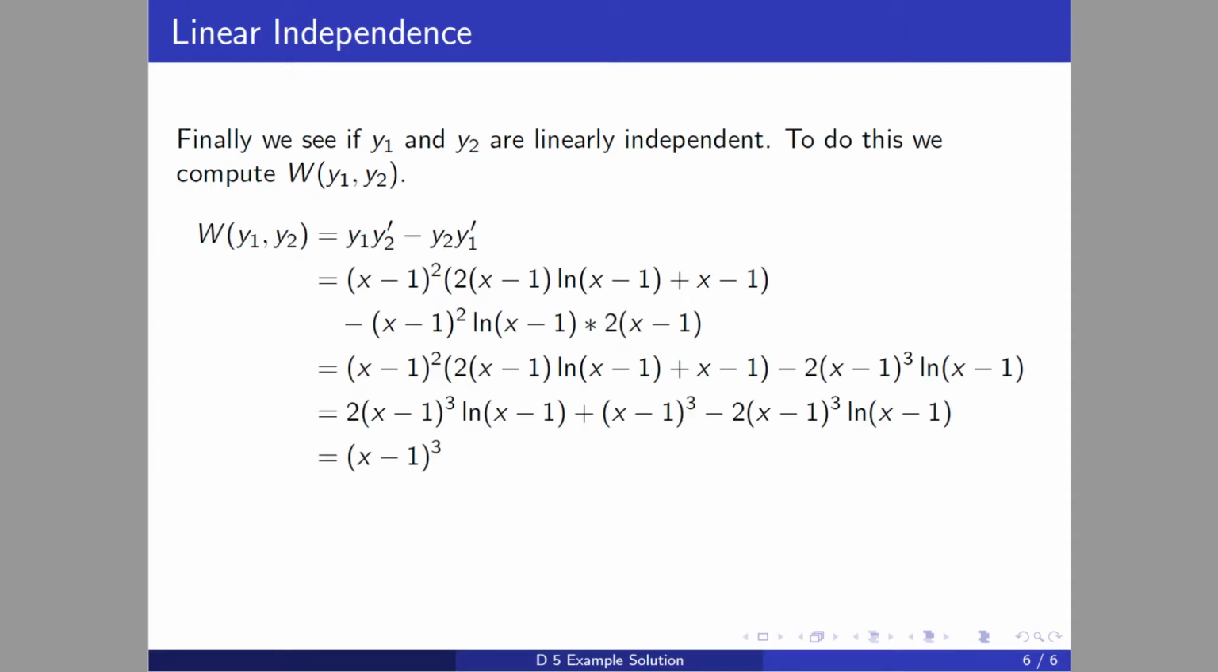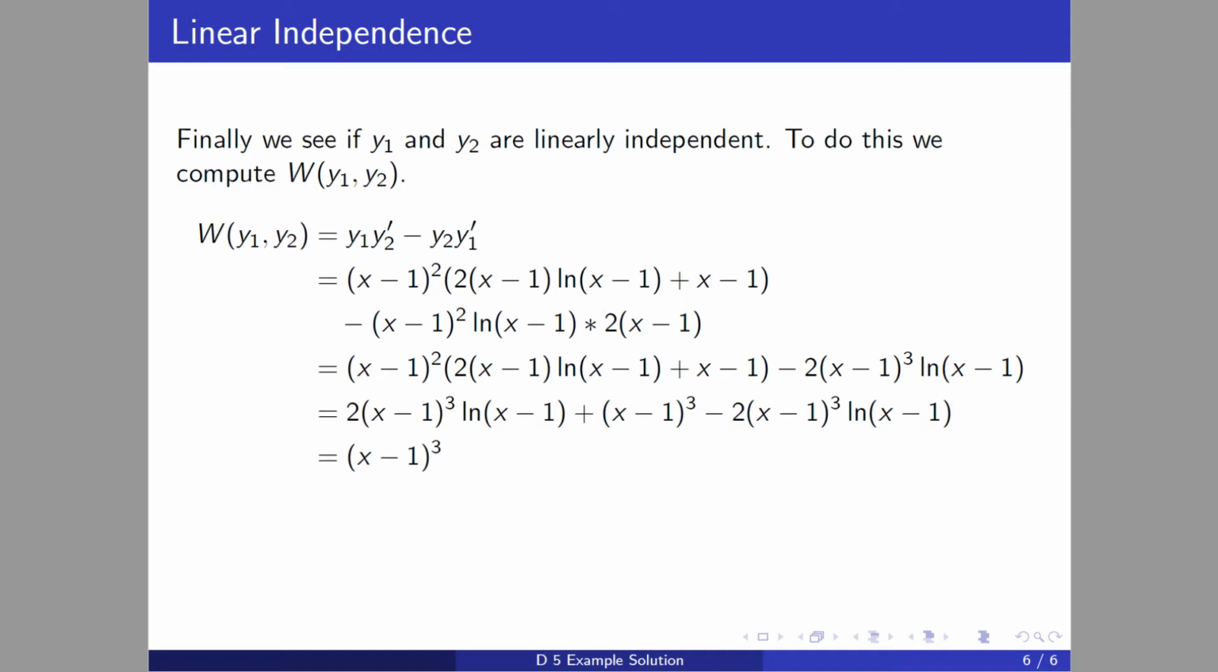The Wronskian is y1 y2' - y2 y1', and we're just plugging this in from previously in the problem. So y1 was (x-1)^2, y2' was 2(x-1) log(x-1) + (x-1), and then y2 was (x-1)^2 times log of (x-1), and y1' was 2(x-1). So all that's just in there, and again we just do the arithmetic and the algebra and combine everything together, and we should end up with 2(x-1)^3 log(x-1) + (x-1)^3 - 2(x-1)^3 log(x-1).